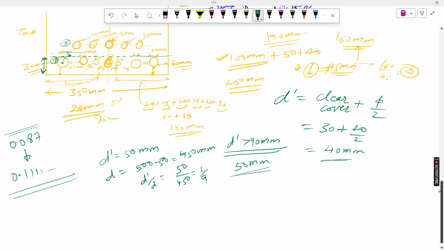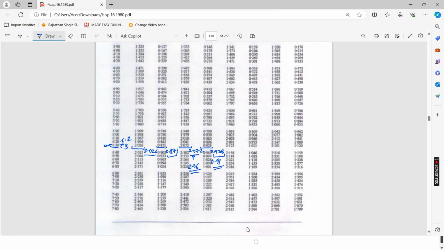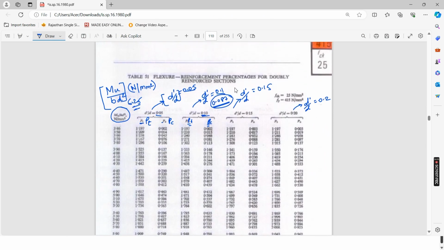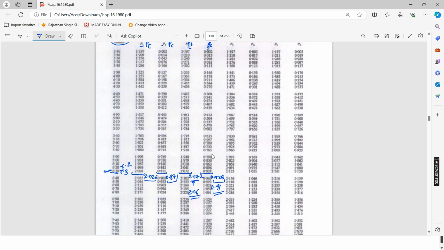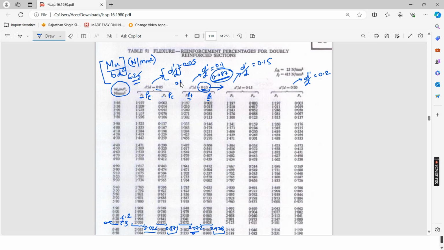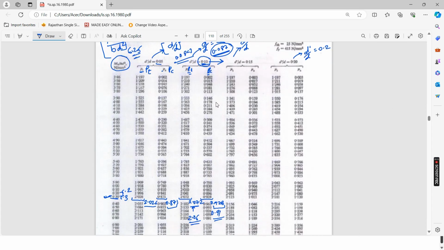Now what is the problem? If your D dash by D ratio increases, then you have to go to the chart and you will see that the D dash by D ratio of 0.11 is higher than 0.1, and you have to take the value of both PT and PC, but if you take them from 0.087, that is wrong. It means you have underestimated the reinforcement. Did you get my point?